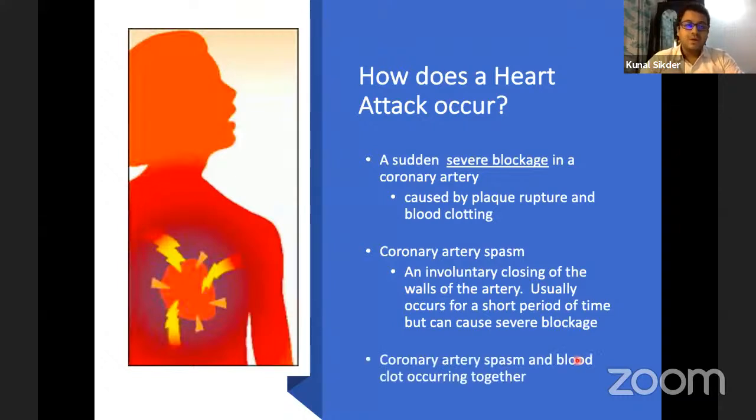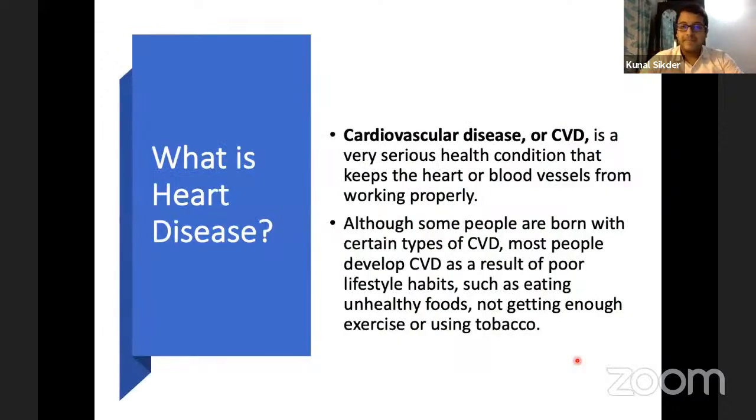Now, so what is heart disease? In a nutshell, any cardiovascular disease, or CVD, is a very serious health condition that keeps the heart or blood vessels from working properly. Although some people are born with a certain kind of cardiovascular disease known as congenital heart disease, that is a very small number. Most people develop cardiovascular disease in their adulthood, mostly due to some kind of lifestyle habit or lack of exercise, etc.